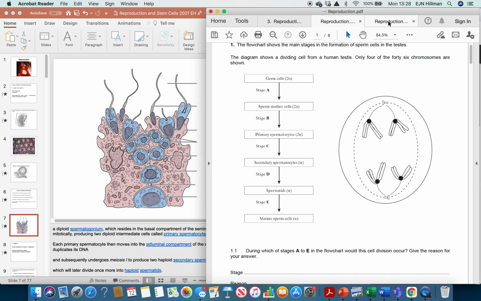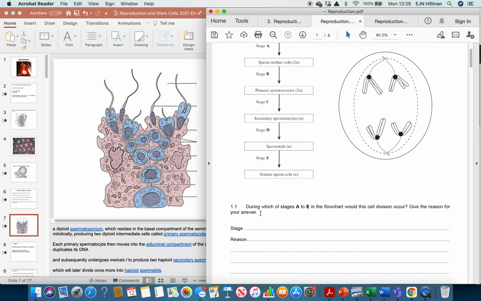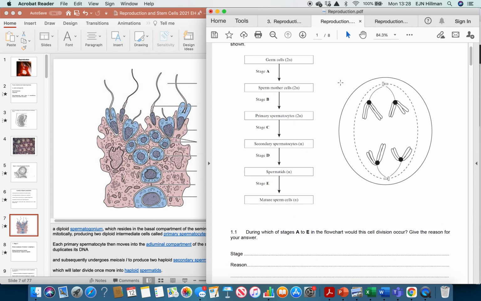Okay then, let's have a look at the mark scheme for question number 1. The question asks, during which of the stages A to E in the flowchart would this division occur? So we need to look at the evidence from this diagram, and we can see that each chromosome exists as a pair of sister chromatids joined by a centromere. Those sister chromatids are the product of DNA replication. Now we can see that the homologous pairs are being separated at this stage, and therefore that must be meiosis 1.